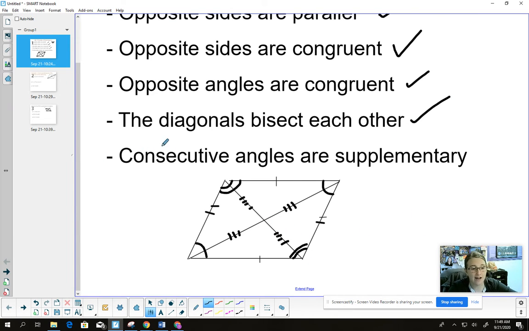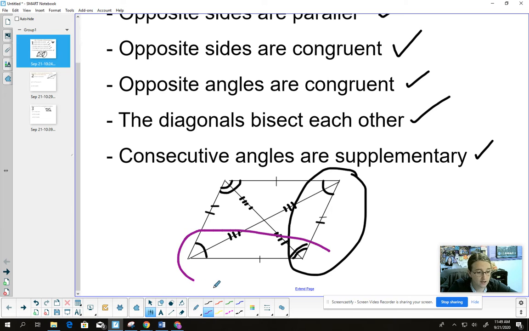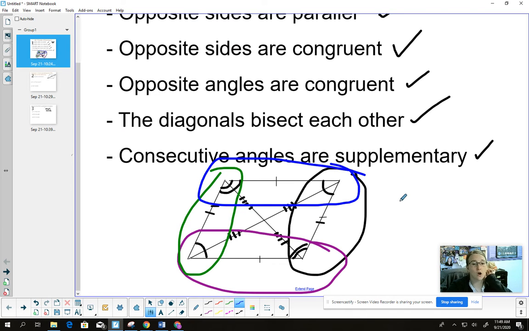Now the last thing we have is that consecutive angles are supplementary. So consecutive are angles that are on the same side of the parallelogram. All of those are examples of consecutive angles. If they touch the same side, those are what we would call consecutive. And supplementary means they add up to what? 180, right? So these 2 angles would add to 180, these 2 angles would add to 180, and so on.